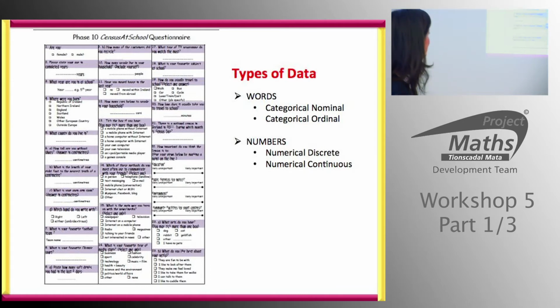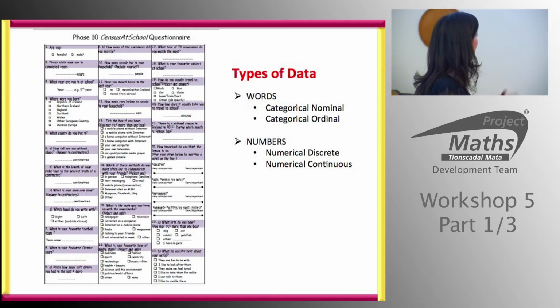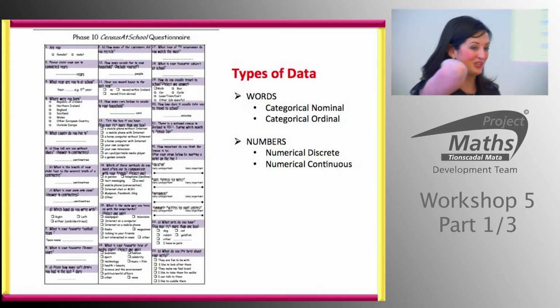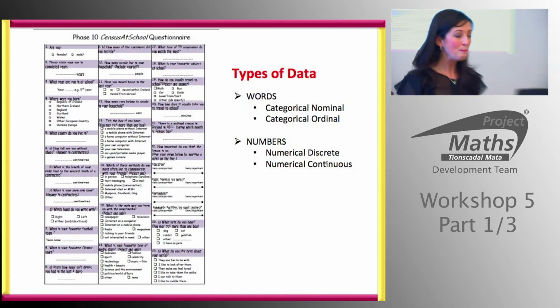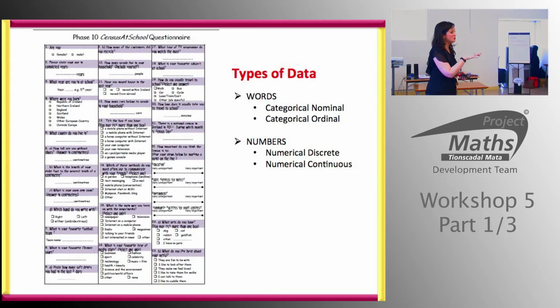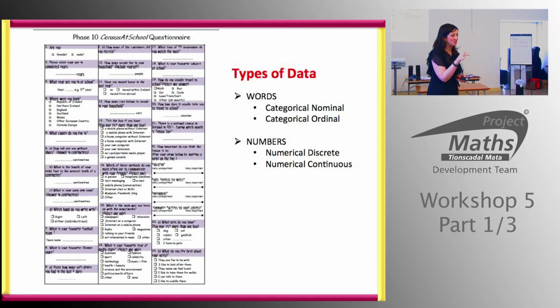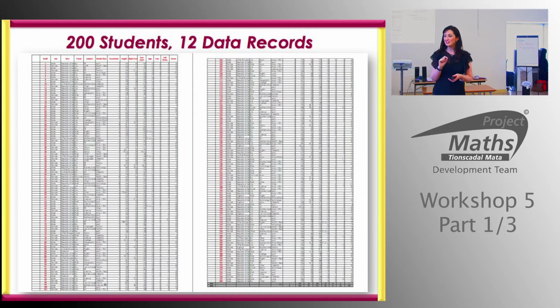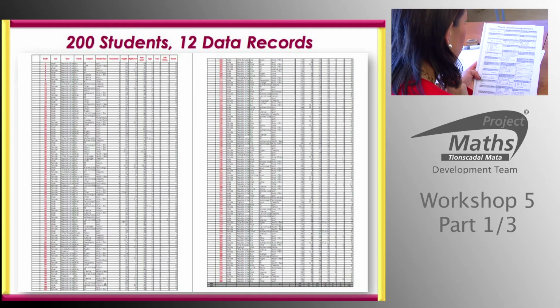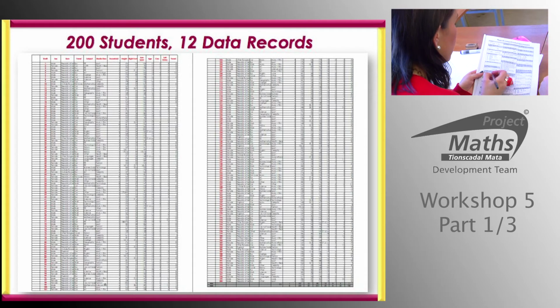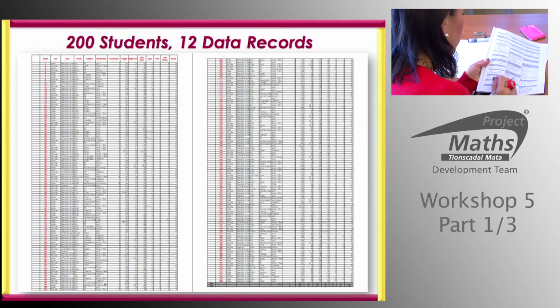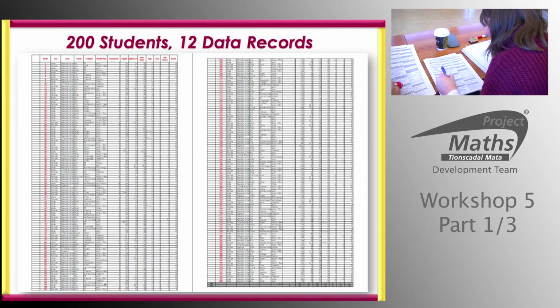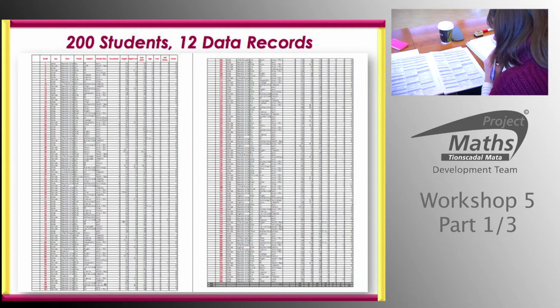Okay, so what I'm going to get you to do is, this census here is on your second page of your booklet. So in pairs, will you just go through those questions and decide if they're categorical or numerical, and decide if the question is categorical nominal or ordinal, or numerical discrete or continuous.